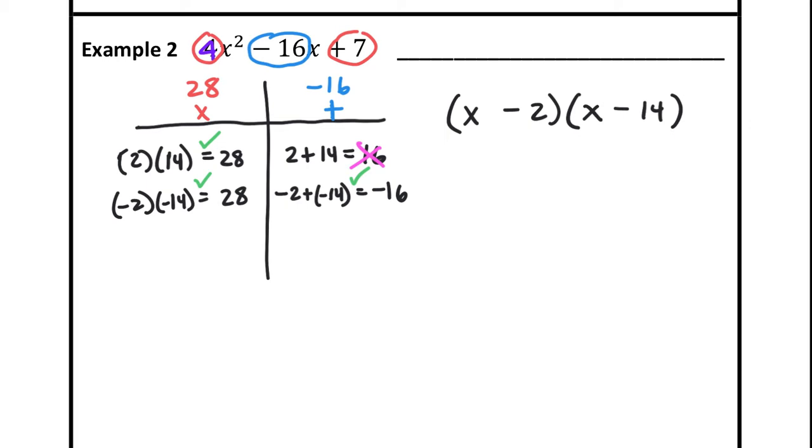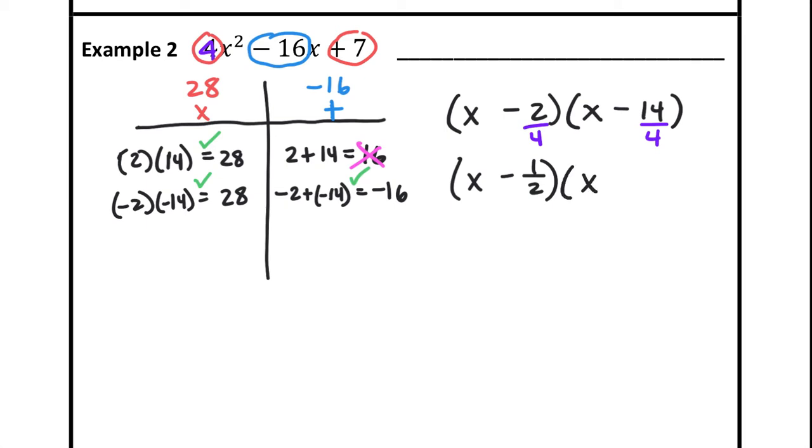But don't forget the leading coefficient. It was 4. So we need to divide both the numbers that we got by 4, and then reduce the fraction. This is x minus 1/2, right? Both 2 and 4 are divisible by 2. 2 divided by 2 is 1, and 4 divided by 2 is 2.